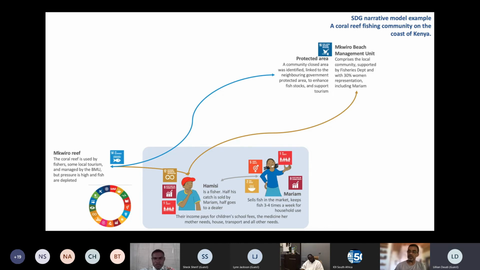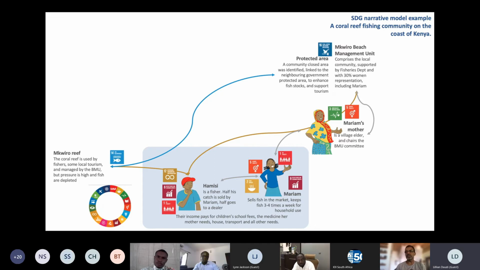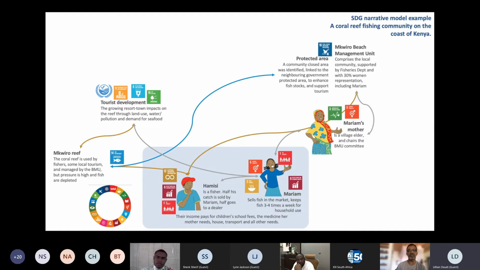And they are able to set up a small protected area through bylaws if they want to do that, if they have the will and the understanding and the support to do that, to help rebuild fish stocks perhaps. There's also gender aspects, as 30% of all public institutions in Kenya have to have 30% representation of each gender. So in this case, women. And Mariam's mother, for example, is part of that. So you have the goals related to gender representation, and then she's an elder in the community, and her health benefits are paid for through the income that they get from working on the reef.